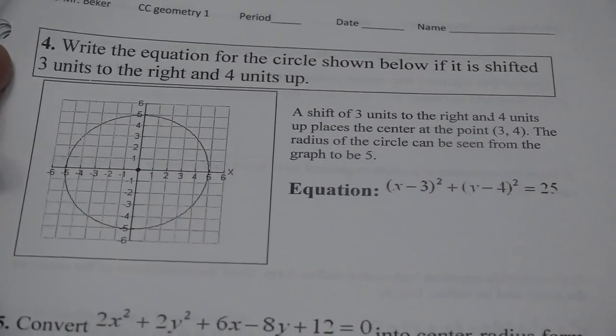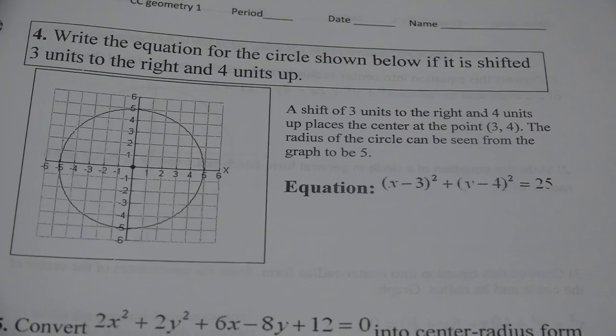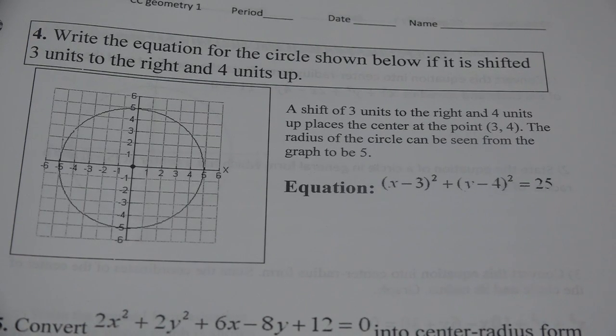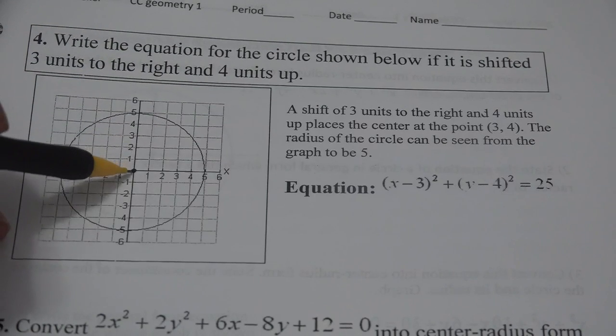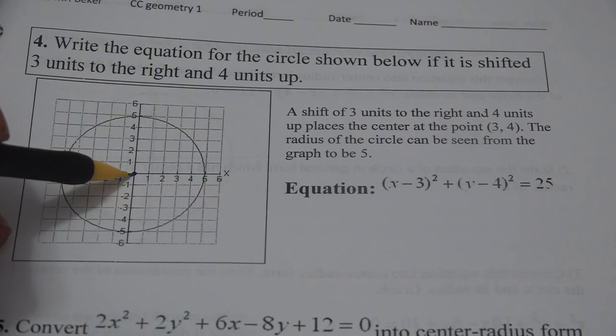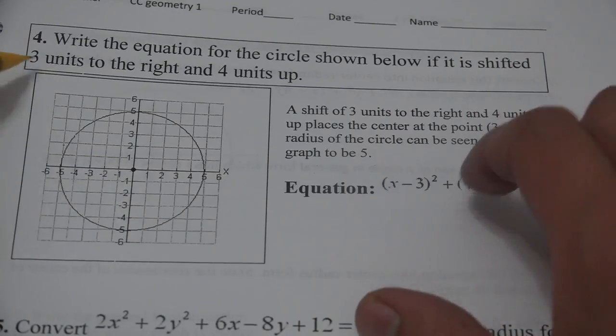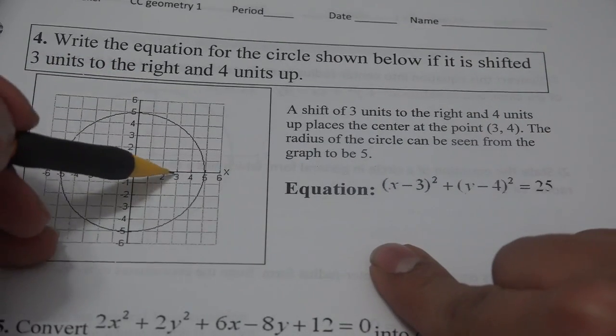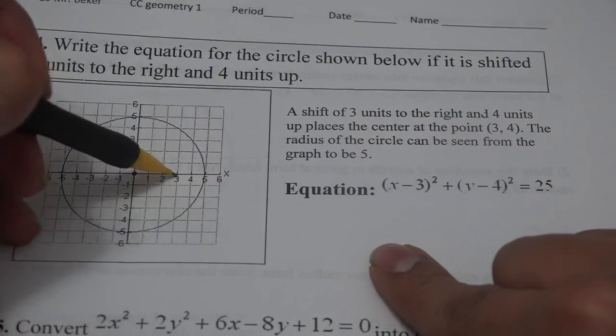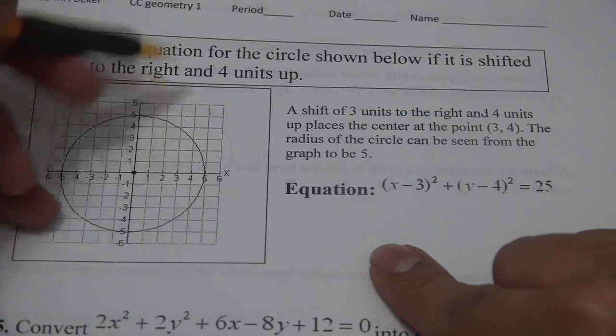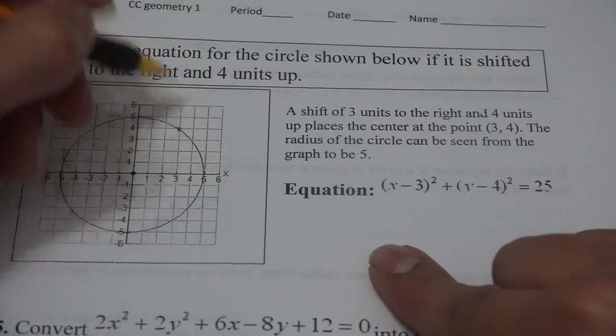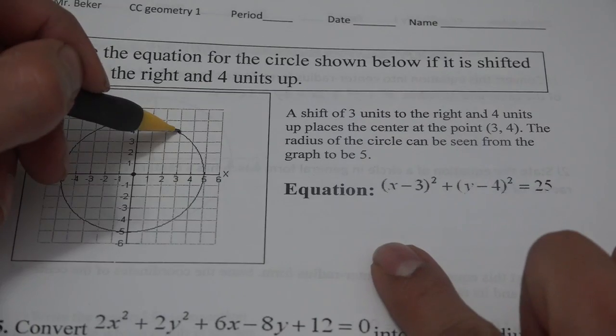Okay, now what this one says. It says, write the equation for the circle shown below, if it is shifted 3 units to the right and 4 units up. Okay, the center is 0, 0. 3 units to the right, that's right here. And 4 units up: 1, 2, 3, 4. It will be right here. The center will be right here if it's shifted.